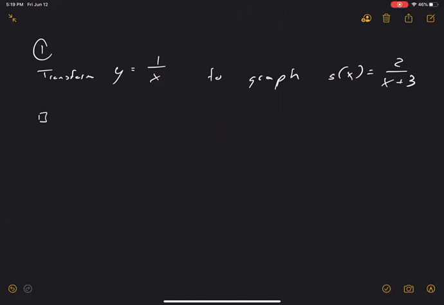So remember, if we have a graph in the xy plane, like 1 over x, let's look at 1 over x. What would that look like? Okay, that would look something like this, right? And then on this side, it would look like here. Okay. So this is the graph of 1 over x.